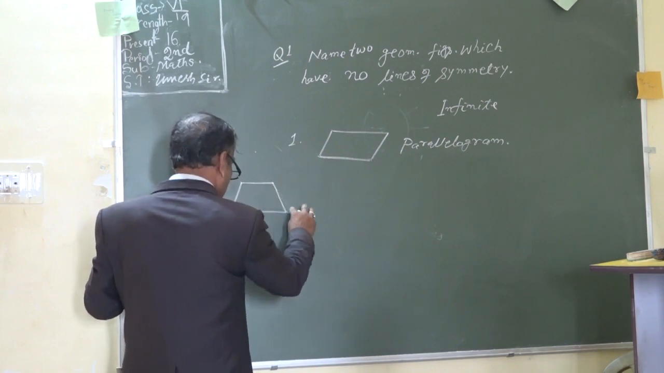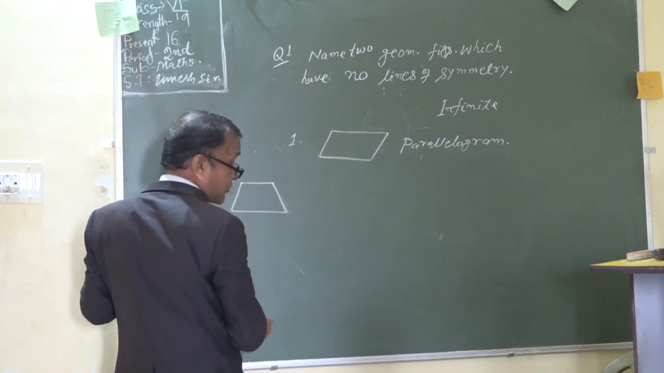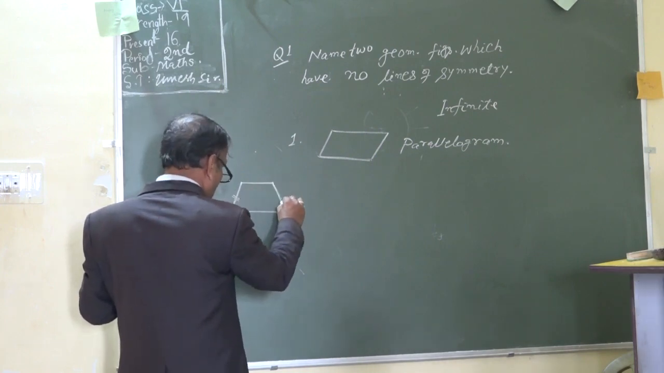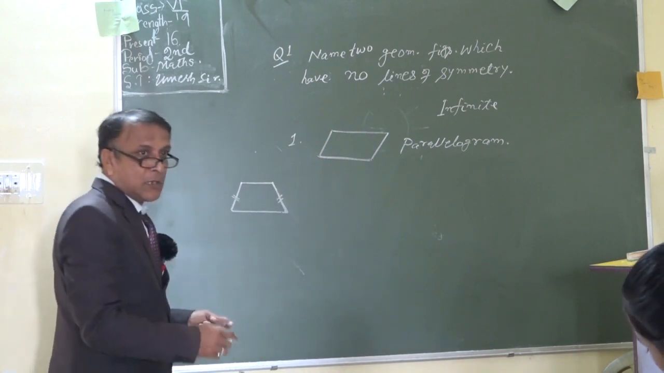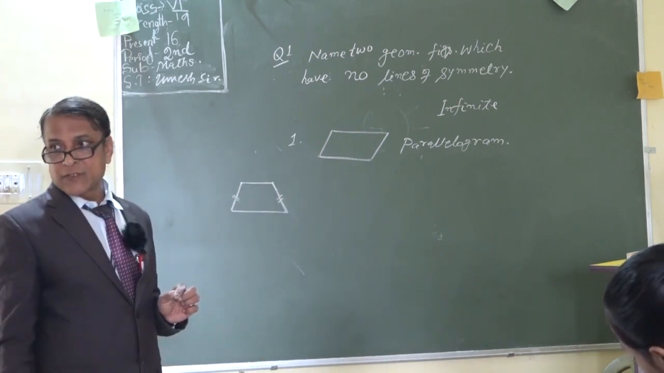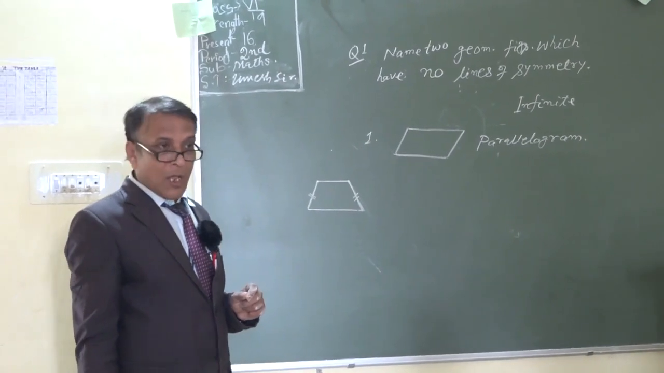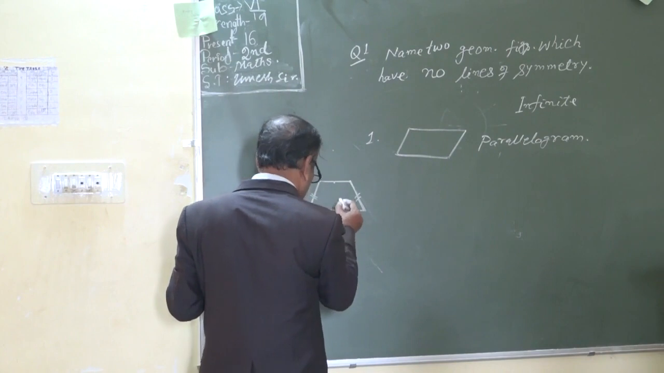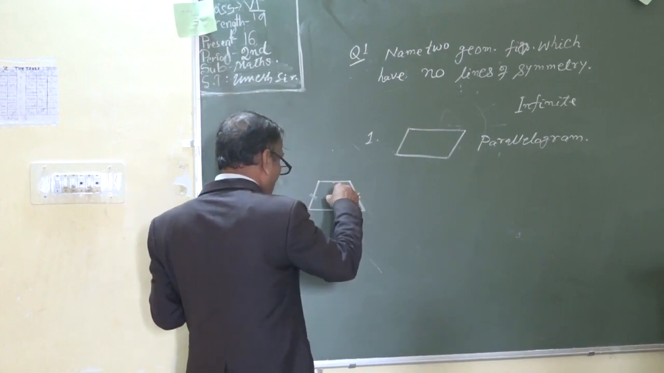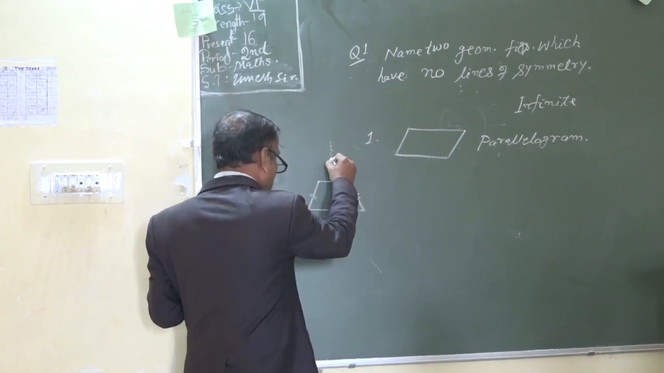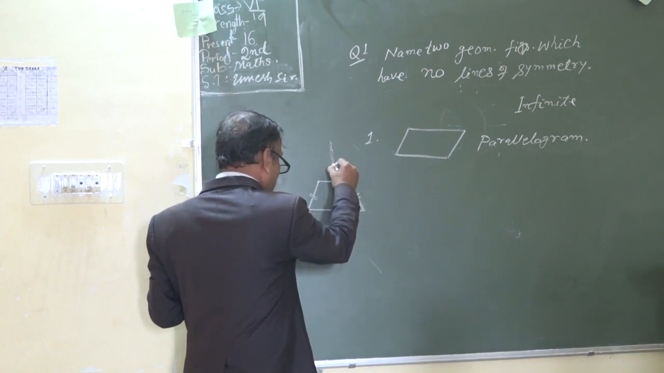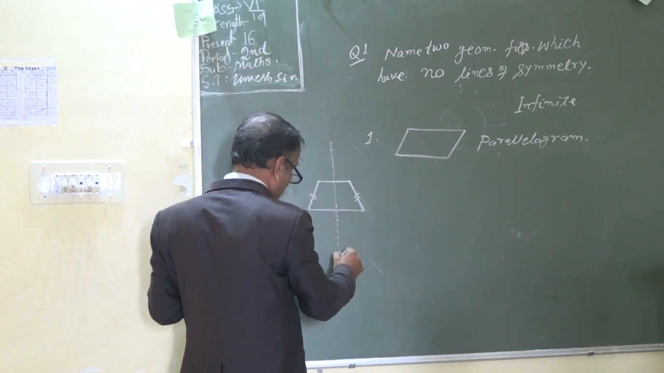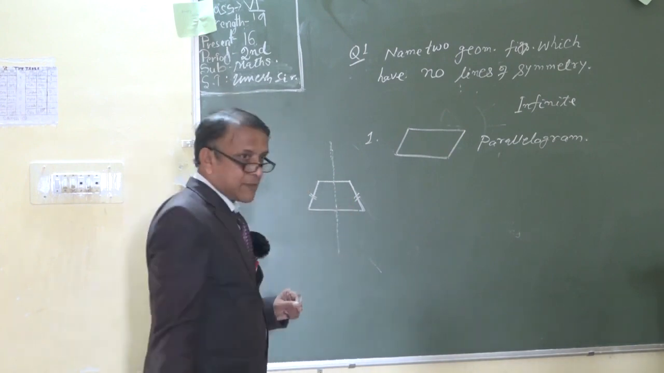This is a trapezium, which has two parallel sides and two non-parallel sides. So this is one isosceles trapezium. Isosceles trapezium means the trapezium whose two non-parallel sides are equal. Now, if you draw a line through the midpoints of the two parallel sides of the trapezium, that will be a symmetrical line.